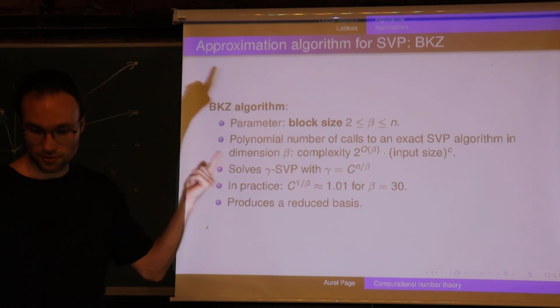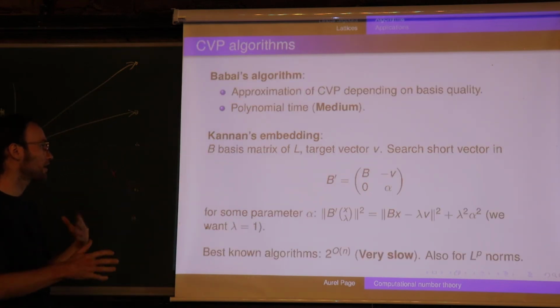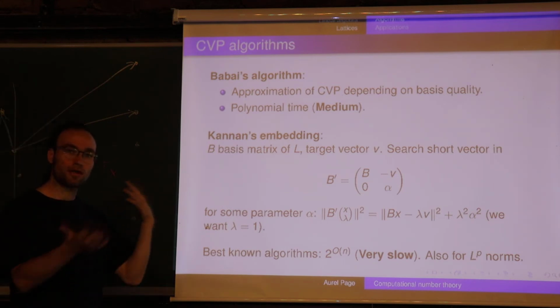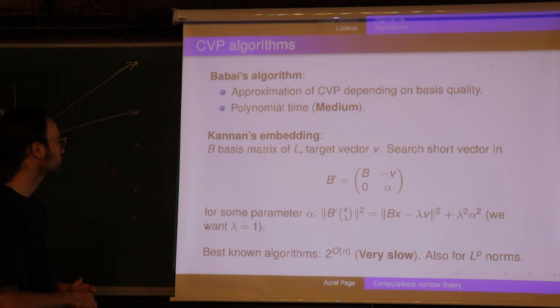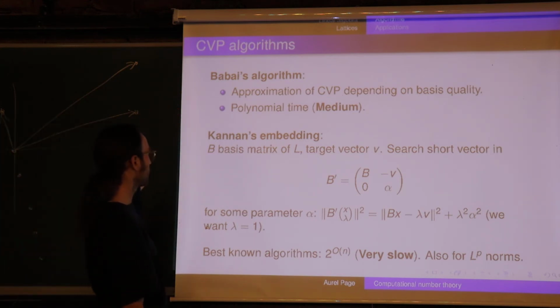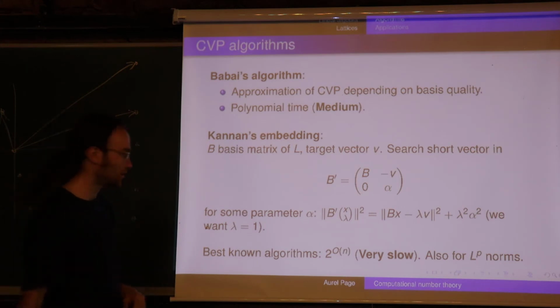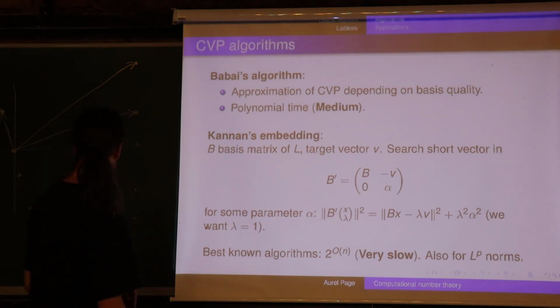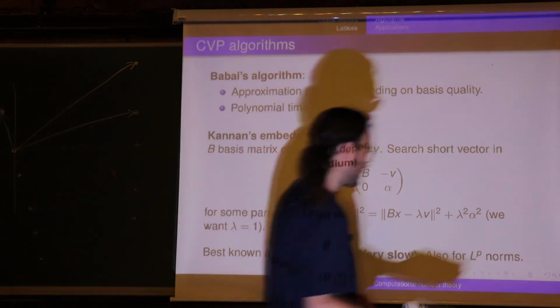Now let's look at the closest vector problem as well. So here again, you have approximate algorithms and exact algorithms. So one approximate algorithm is Babai's algorithm, which I will show, I guess, on a picture on the board to explain it.